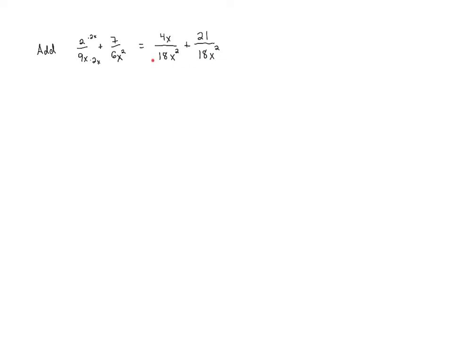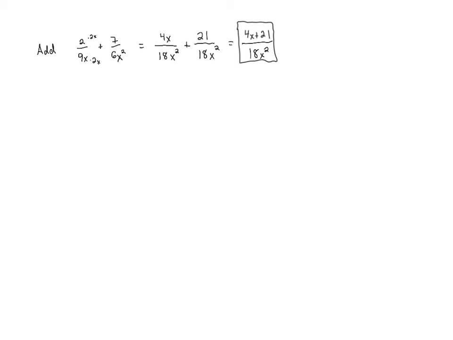Once we have an LCD, we keep that LCD, 18x squared, and we add the numerators. 4x plus 21 is just going to be 4x plus 21. There's no like terms. We can't combine them. And so we end up with 4x plus 21 over 18x squared. And that's going to be our final answer.